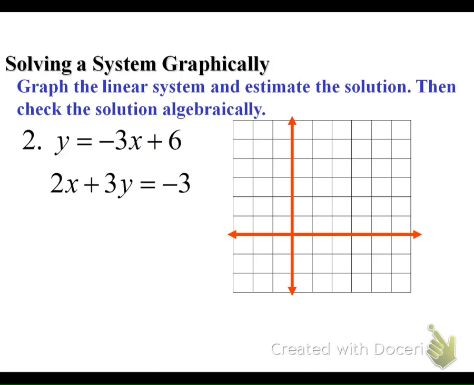So that first one's going to be pretty easy to graph. It's already in y equals. So I'm going to go up to 6. Down 3, right 1, down 3, right 1, and draw your line.